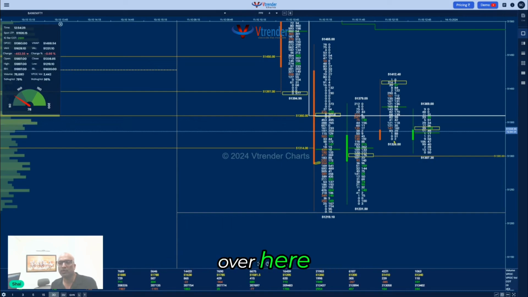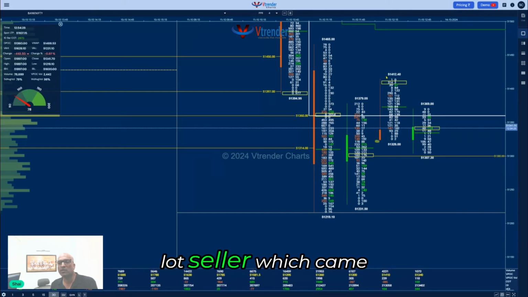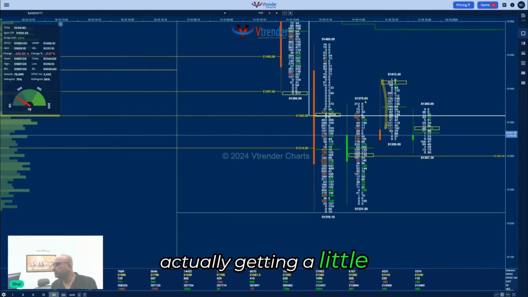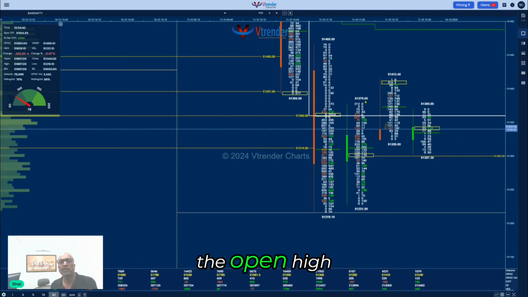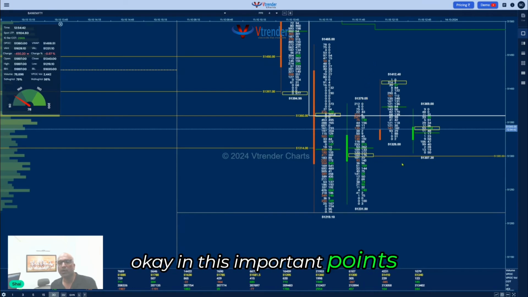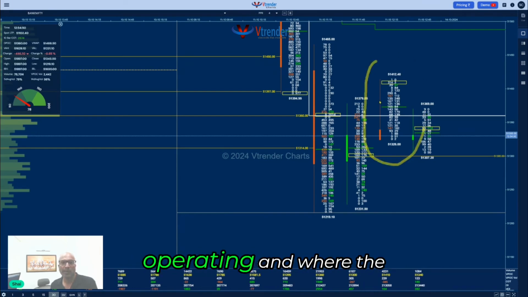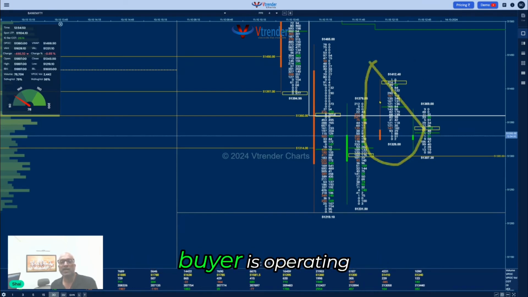The same thing over here. This color became red because there is a 314 lot seller which came in exactly at 51,412 and pushed this from the high to this close. So what you are seeing is you're actually getting a little bit more information than the open, high, low, and close of the bar. And you're seeing in these important points where the seller is operating and where the buyer is operating.